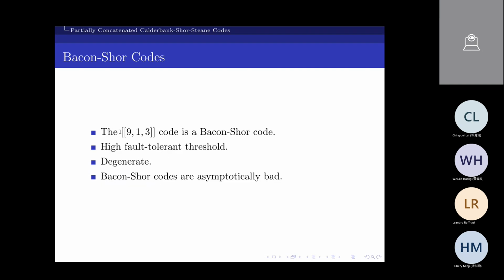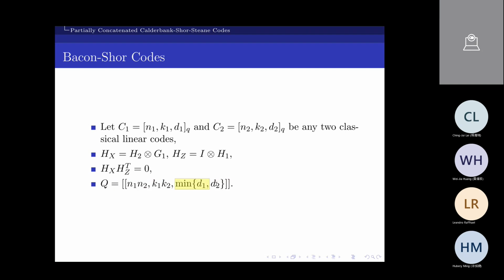For example, the Shor-Steane [[9,1,3]] code is a Bacon-Shor code, and it was shown that Bacon-Shor codes have a high fault tolerant threshold. Also, Bacon-Shor codes are degenerate codes. However, Bacon-Shor codes are asymptotically bad because the minimum distance of Bacon-Shor codes is usually about the square root of the code length.